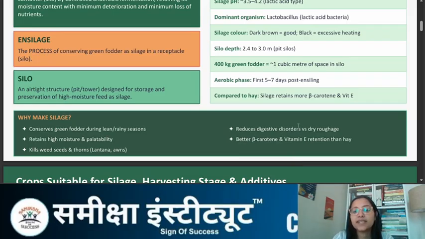Then it reduces the digestive disorders as compared to dry roughage. Basically, it is highly palatable and better. It has a better buffering quality as well. Higher and better beta carotene and vitamin E retention than hay. So these are the basic reasons why we need to make silage.